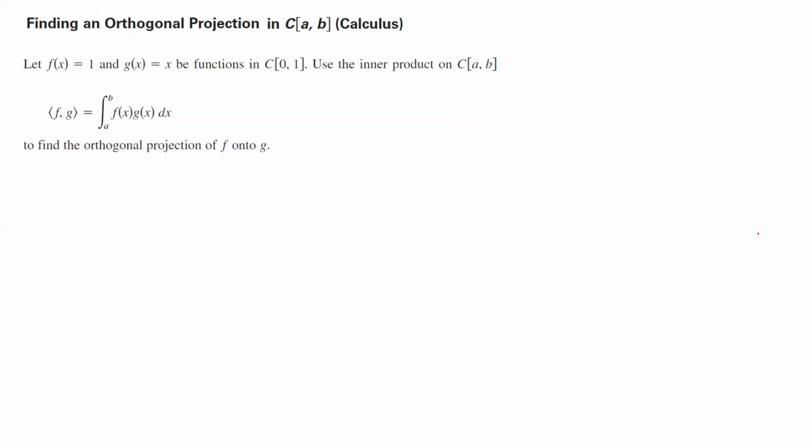Perfect. Example for you. Find an orthogonal projection in the vector space of all continuous functions over the closed interval a to b, with the inner product given to you as the definite integral between a and b of the multiplication of two functions. So f is the function 1, g is the function x, and this is your vector space. You already have the inner product function. We already proved this is an inner product. Find the orthogonal projection of f onto g.